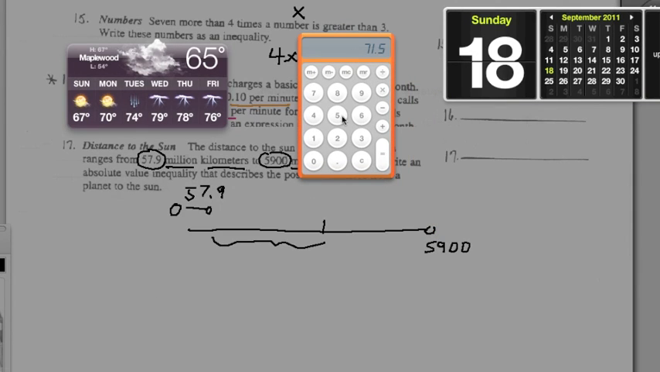So we have a calculator. 5,900 minus 57.9 equals, divided by 2 equals, plus 57.9 equals. So that's 2978.95, and I drew this wrong here. 2978.95. We're not going to remember that.